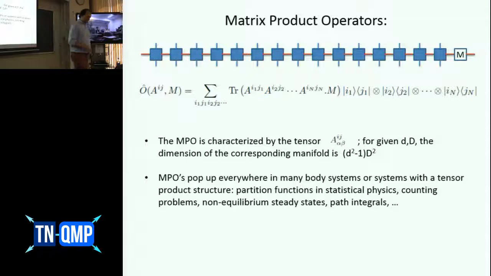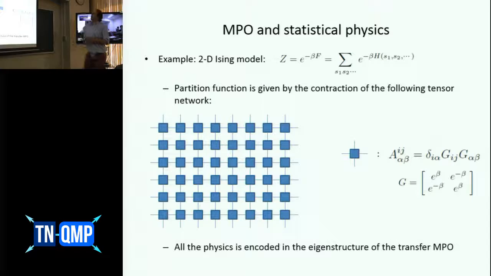Okay, so let me first talk a little bit about statistical physics. Take the classical Ising model, the 2D classical Ising model. You're interested in the partition function. This is the sum over all possible configurations of spin-1/2 of e to the minus beta H of the spins. And the partition function is given by the contraction of this tensor network. So you take this tensor, and this tensor is very simple. It should encode the energy that a certain configuration has.